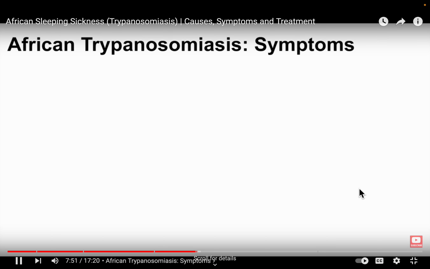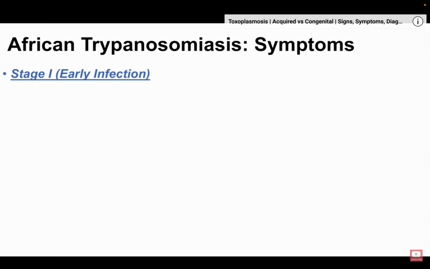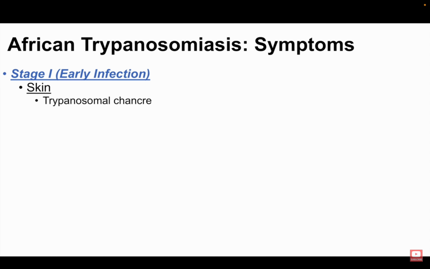Now, if an individual is infected with the trypanosoma species that causes African trypanosomiasis, what are some of the symptoms? Well, the symptoms are actually divided into 2 stages. Stage 1, early infection, and stage 2, late infection. So in an early infection, there are specific symptoms that occur. One of the most important is where the tsetse fly actually bit into the person, and it can cause what is called a trypanosomal chancre.